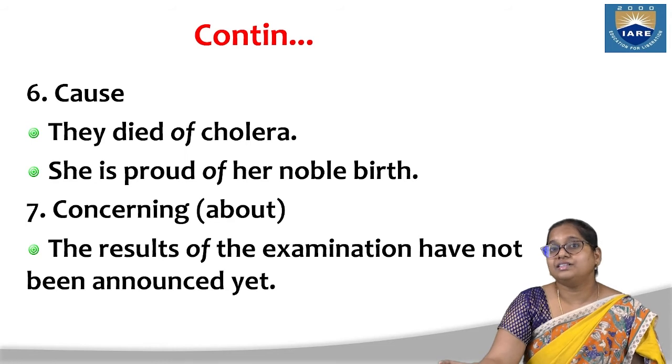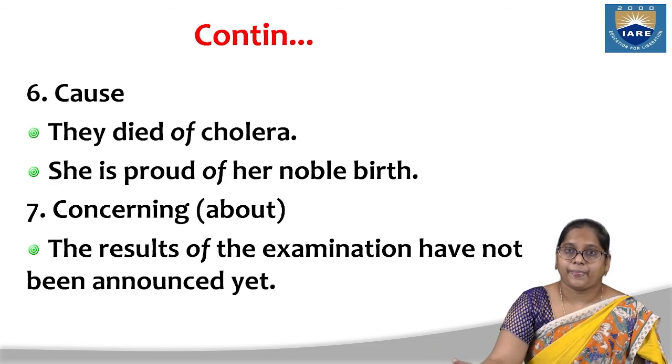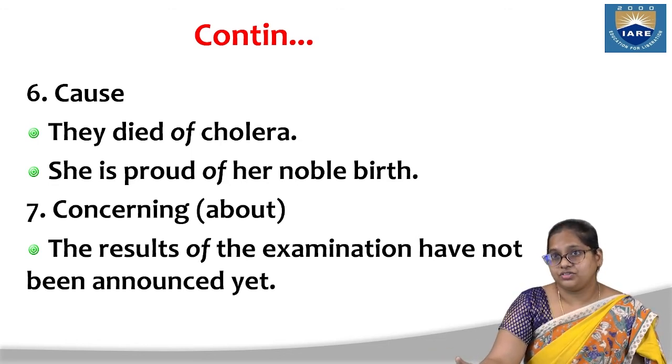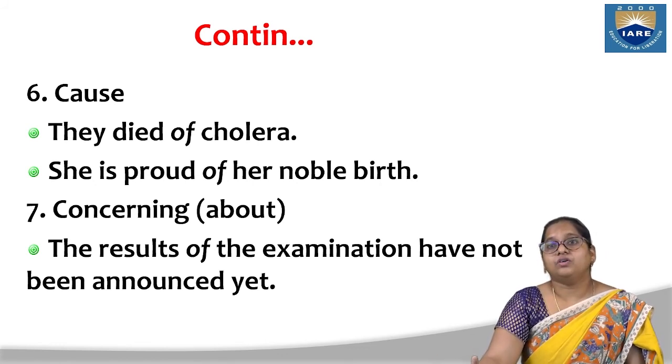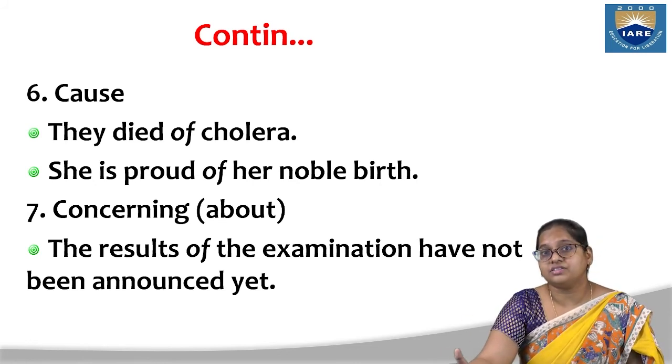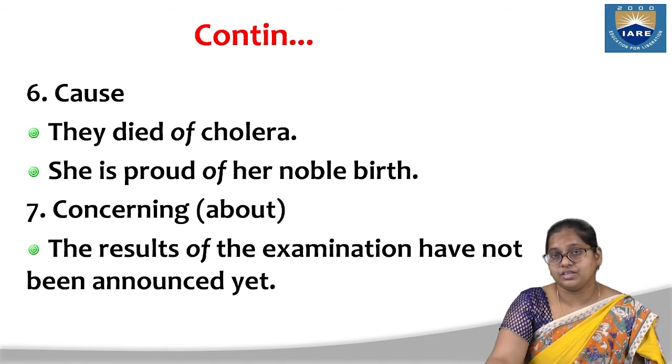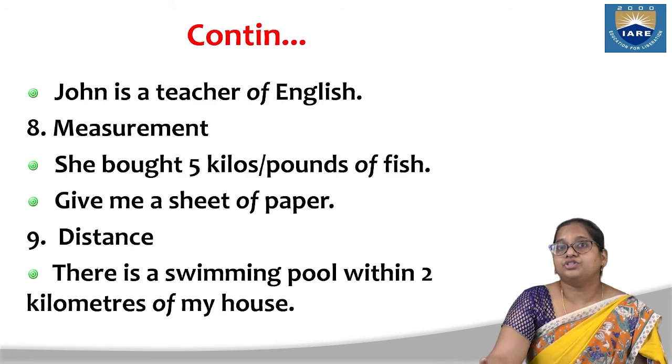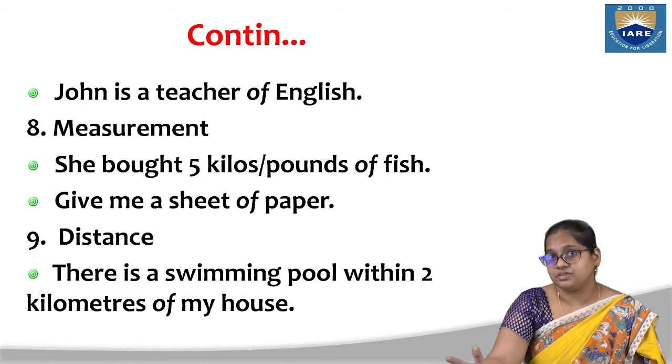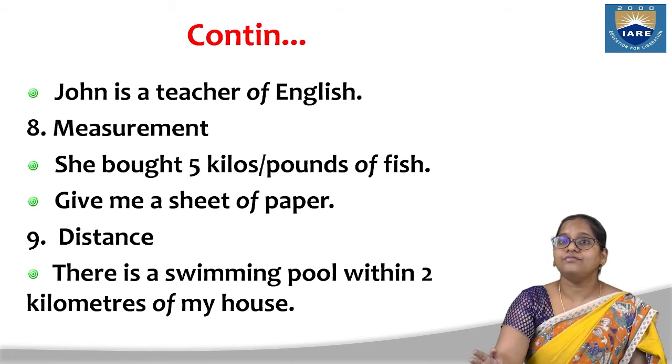Next, when you talk about something concerning anything: the results of the examination have not been announced yet. So you are talking about anything that is concerned, the results of the examination. So it is concerned with the result of the examination. Next, also, John is a teacher of English, concerned person, concerned faculty. He's a teacher of English.